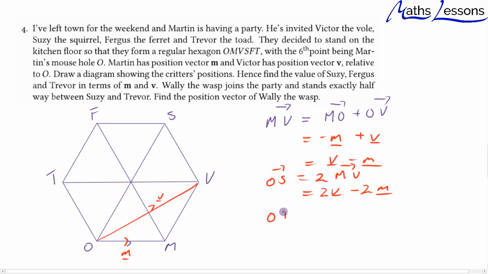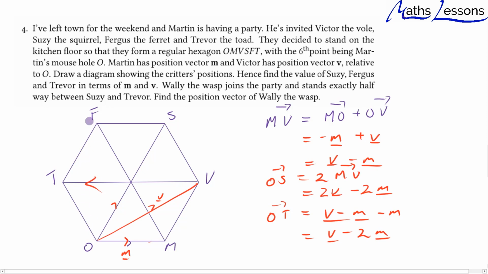So next we're going to have a look at OT. So if we just do OT, what we can see is we can go up from here to here and then across to here. And this is just the same as MV. And then we're going to add on minus M here to get it. So OT will equal what MV is, which is V minus M. And then we're going to go in the opposite direction along here. So we're going along there, then along there, and we take another M off. So we get V minus 2M for OT.